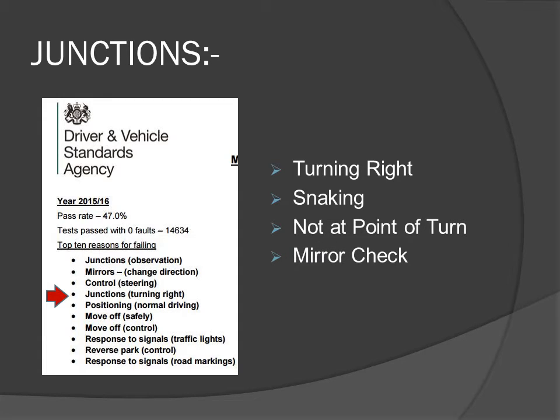Mirror check. If you have to stop to turn right from major to a minor road, always check your right mirror before moving off. Positioning. Position yourself on the white dotted central line straight at a T-junction, so when you pull out, you do not cut the corner.